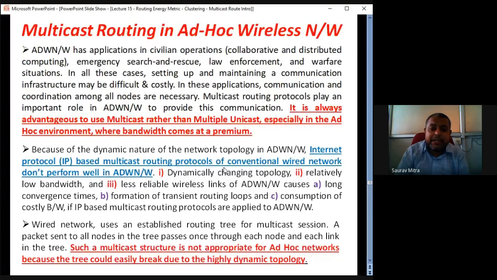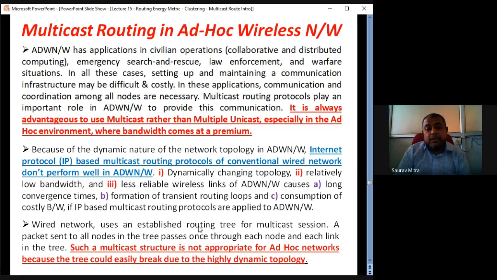So this is a very important paragraph. Why can IP not be used in ad hoc wireless network? Because it will create long convergence time, because it will form loops, and because it will consume unnecessary bandwidth, and it will waste a lot of power. For all these reasons, IP cannot be directly used for ad hoc wireless network. In that case, we have to design a separate protocol, and that is actually the multicast protocol.